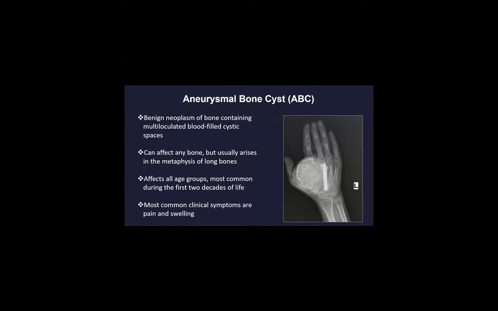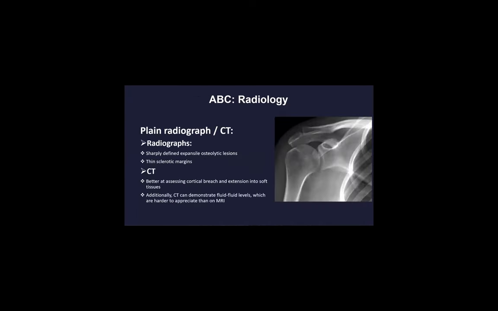The first is an aneurysmal bone cyst, or ABC. This is a benign neoplasm, which contains blood-filled cystic spaces. These can affect really any bone, but they usually arise in the metaphyses of long bones. Also, they can affect a very broad age range, but they're most common in the first two decades of life. And the most common clinical symptoms would be pain and swelling. So in terms of radiology, I'll let Dr. Lassan talk about that.